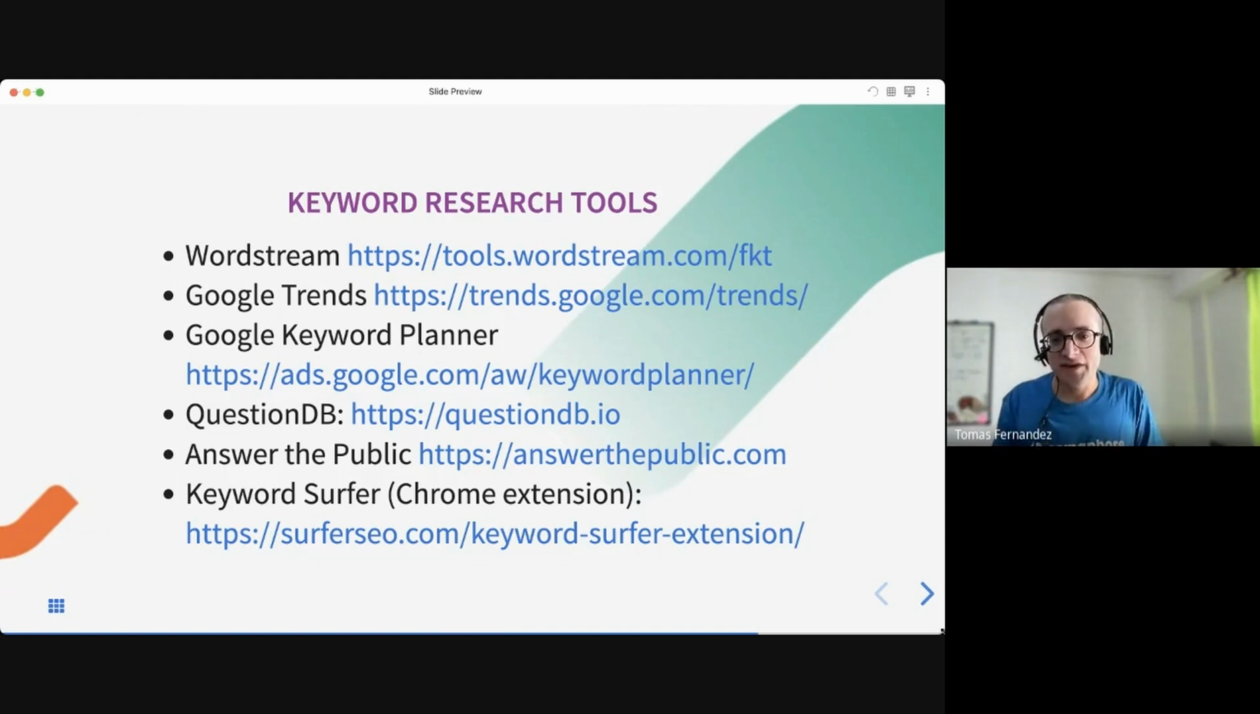The last item here is an extension that gives you information on searches, so you can search and you see how many searches were for that given result, and gives you some extra information that I think is useful to have.